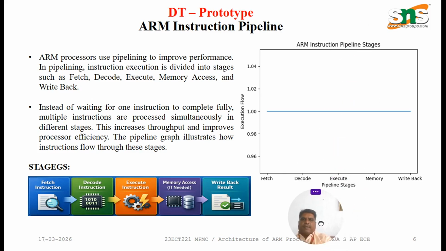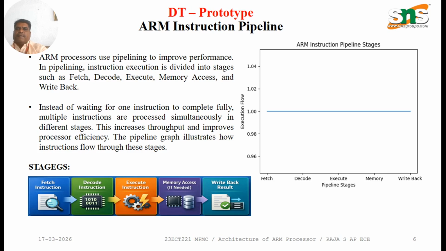So next important one, ARM instruction pipeline. The ARM processors use pipeline to improve performance. In pipelining, instruction execution is divided into stages such as fetch, decode, execute, memory access and write back. Instead of waiting for one instruction to complete fully, multiple instructions are processed simultaneously in different stages. This increases throughput and improves processor efficiency.